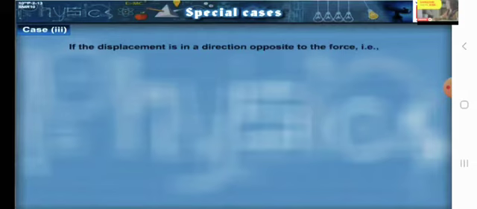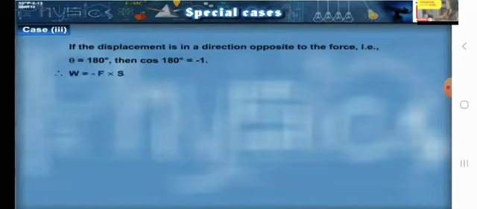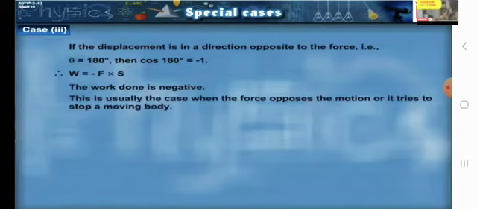Case 3. If the displacement is in a direction opposite to the force, that is, theta is equal to 180 degrees, then cos 180 degrees is equal to minus 1. W is equal to minus F into S. The work done is negative. This is usually the case when the force opposes the motion or it tries to stop a moving body.